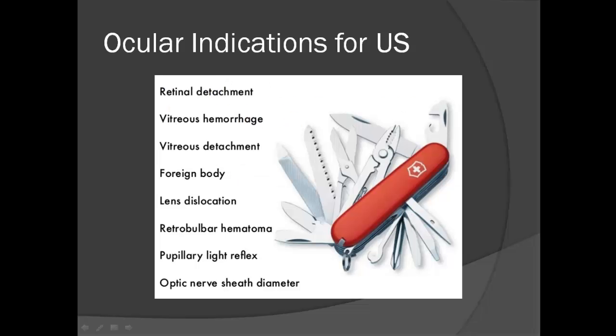Some indications for ocular ultrasound include, as we discussed before, retinal detachment, vitreous hemorrhage, vitreous detachment, use of it to identify any foreign bodies that may be embedded in the globe of the eye, lens dislocation, retrobulbar hematoma, optic nerve sheath diameter, intracranial pressure, as well as the pupillary light reflex.